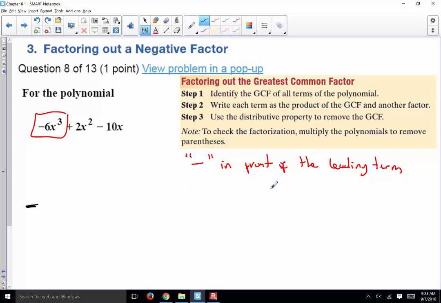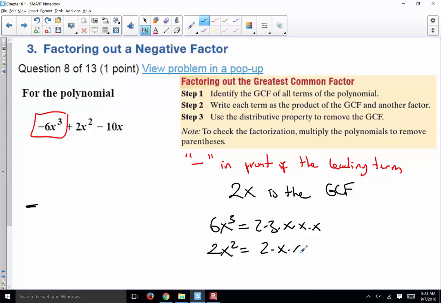Yeah, because 2x is the greatest common factor. Isn't 2 and x common in all three spots? If you do that work, look, 6x cubed is 2 times 3 times x, x, x. 2x squared is 2x, x. 10x is, I'm leaving the minus out, I'm not going to write the minus here, so it is 2, 5x. Look what's common in each spot: 1x and 2's. So the GCF is 2x.